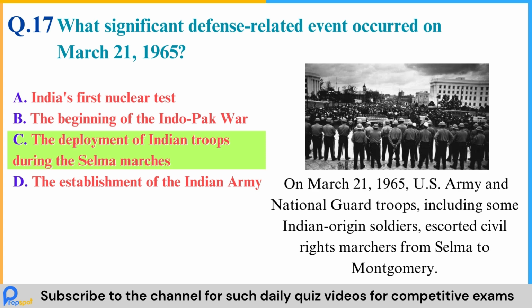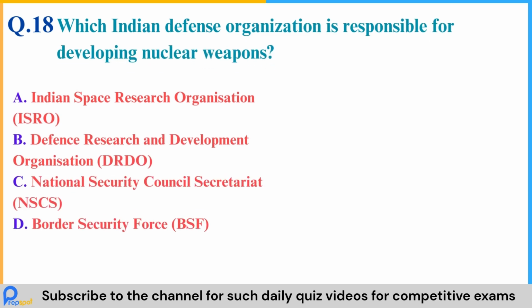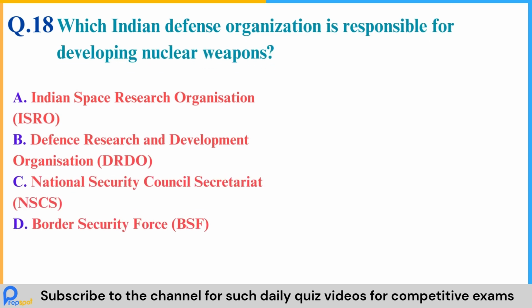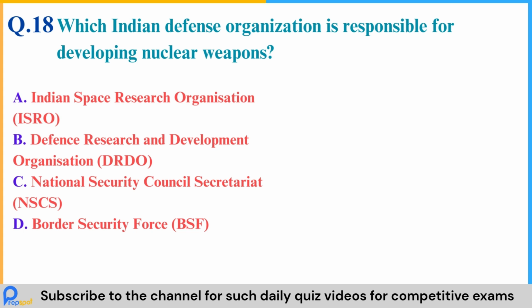Explanation: On 21st March 1965, US Army and National Guard troops, including some Indian-origin soldiers, escorted civil rights marchers from Selma to Montgomery. Question 18. Which Indian defense organization is responsible for developing nuclear weapons? A. Indian Space Research Organization, ISRO. B. Defense Research and Development Organization, DRDO. C. National Security Council Secretariat, NSCS. D. Border Security Force, BSF.